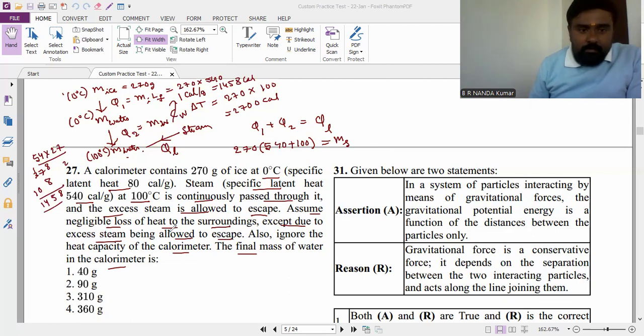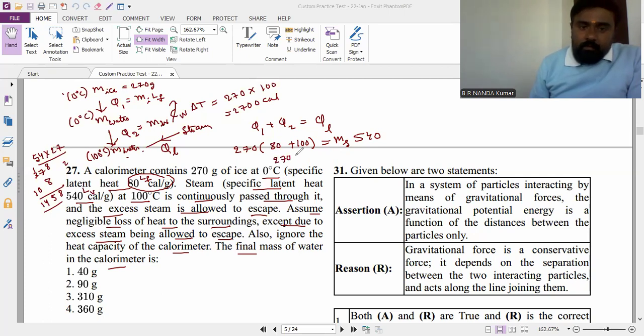So that is latent heat of vaporization, 540. Now this is 540, and this is not latent heat of fusion, this is 80. This is latent heat of fusion. This is latent heat of vaporization. So this is 80.